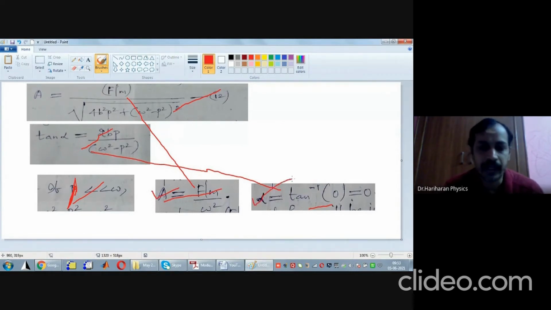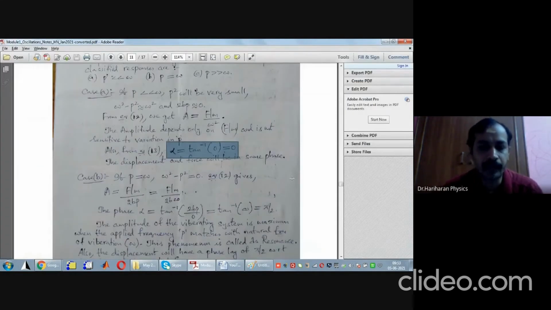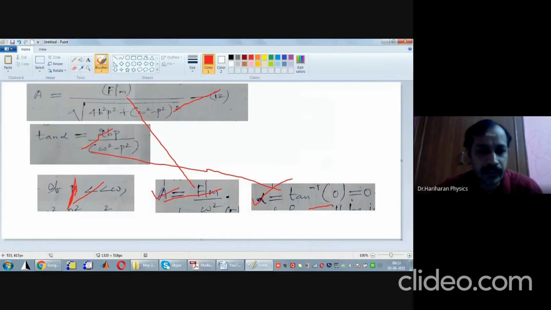What does that mean is, the applied force will be in phase with the displacement of the object. I will put it in simple terms. There is a time lag which we call the phase. So in this case, if the frequency of the external signal is very much less than the natural frequency of vibration, then the amplitude of the system will not depend on variation of P. It depends only on F, M, and omega square. That is the intrinsic property of the system. And also the displacement is going to be in phase with the applied force.